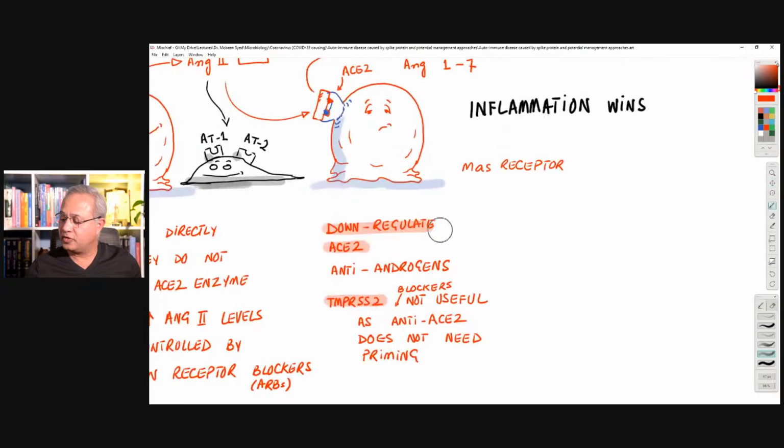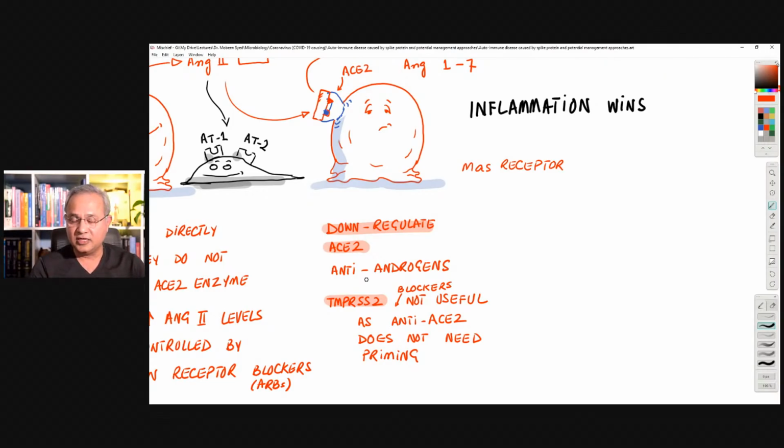TMPRSS2, its function is priming of the spike protein. But here the disease is not because of the spike protein, but a thing that looks like spike protein, and that is antibody. So you don't need to prime the antibody. So even if you downregulate the TMPRSS2, the antibody is still going to attach to the ACE2. So TMPRSS2 modulation would do nothing. However, ACE2 enzyme downregulation will help.